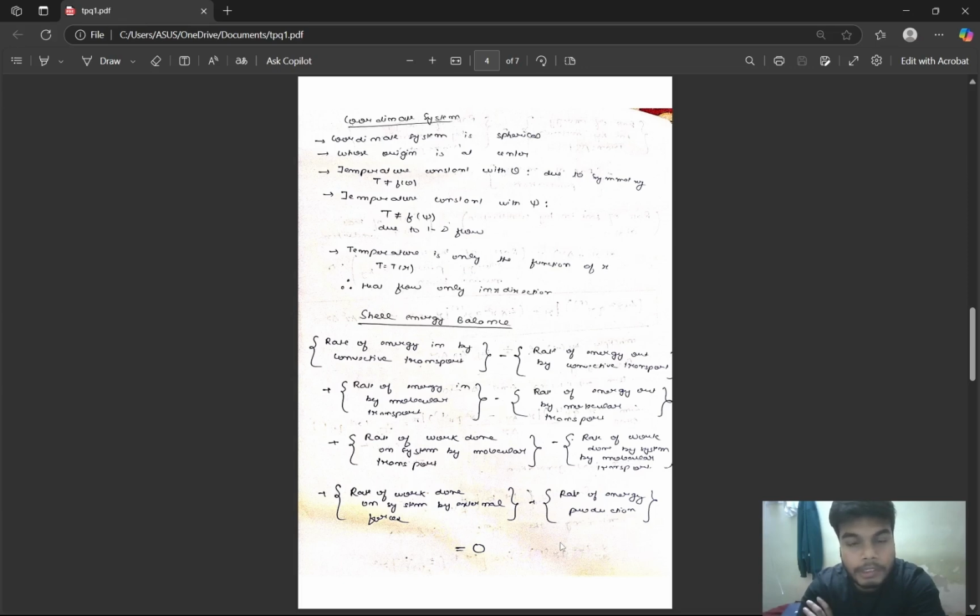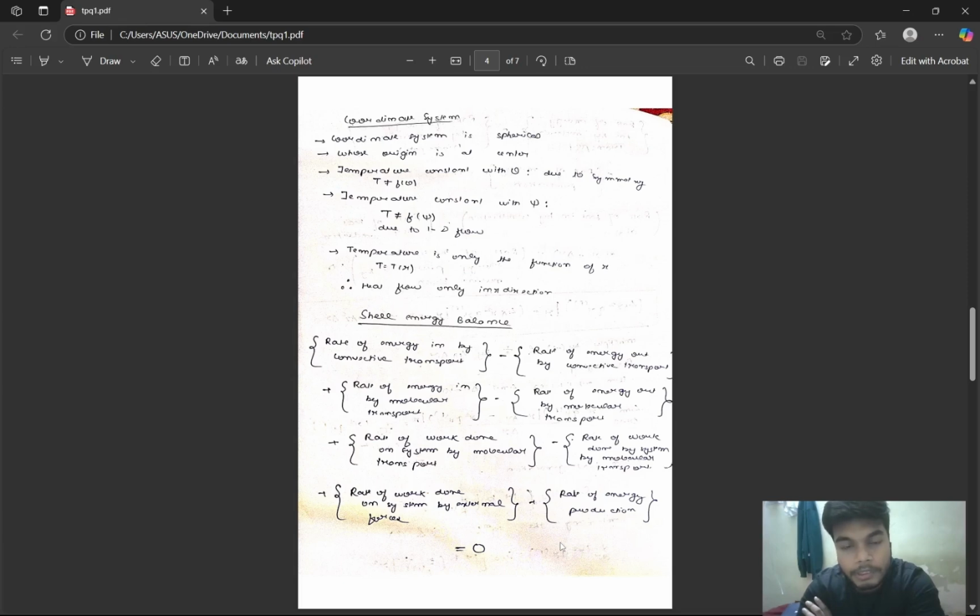Now we will see the shell energy balance. Rate of energy in by convective transport minus rate of energy out by convective transport, plus rate of energy in by molecular transport minus rate of energy out by molecular transport, plus rate of work done on system by molecular transport minus rate of work done by system by molecular transport, plus rate of work done by system by external forces, minus rate of energy production, is equal to 0.